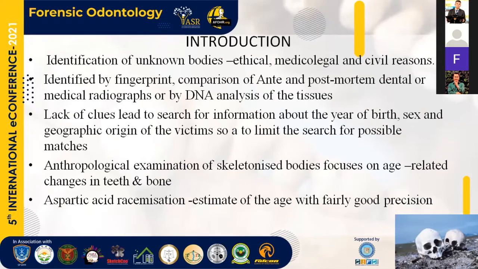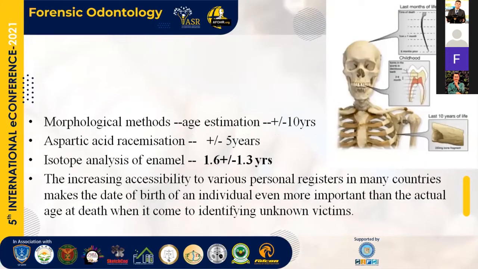isotope analysis. The increasing accessibility to various personal registers in many countries makes the date of birth of an individual even more important than the actual age at death when it comes to identifying unknown victims. So that becomes very important when unknown victims are there, mutilated bodies, mass disasters, or heinous crimes are committed. Moving on to the next slide.